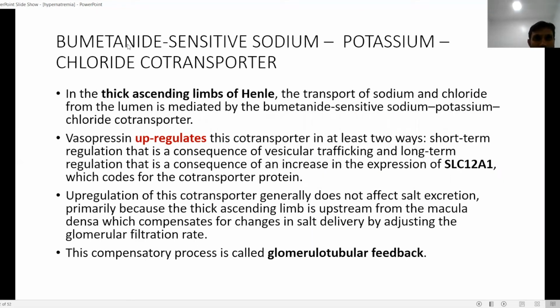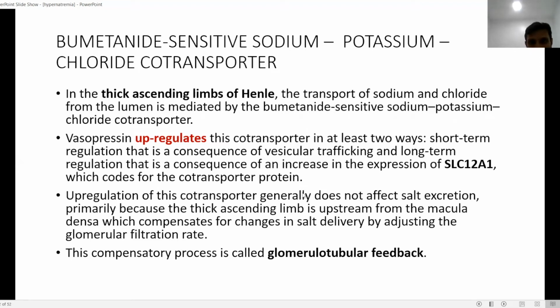One important channel is the bumetanide-sensitive sodium-potassium-chloride co-transporter. It is present in the thick ascending limb of the loop of Henle. The transport of sodium and chloride from the lumen is mediated by this. Vasopressin upregulates this co-transporter in at least two ways. One is short-term regulation, one is long-term regulation. Short-term regulation causes vesicular trafficking of the transporters. And the long-term consequence is increasing the expression of these transporters. This is one gene called SLC12A1.